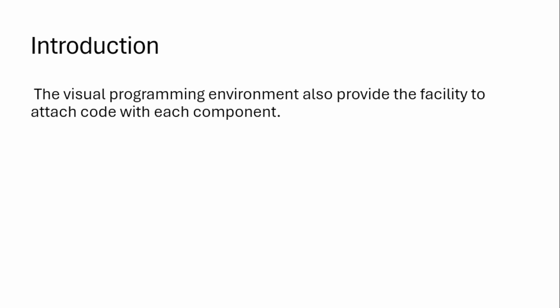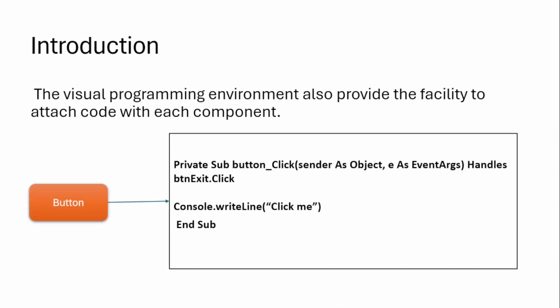The visual programming environment also provides some specific attached code with each component, and the attached code is executed when the user interacts with the object. In a visual programming environment, you design the user interface visually instead of writing code. You just need to drag and drop, which is very helpful for developers. When I drag and drop a component like this button, the code is added automatically, so there is no need to write code manually.